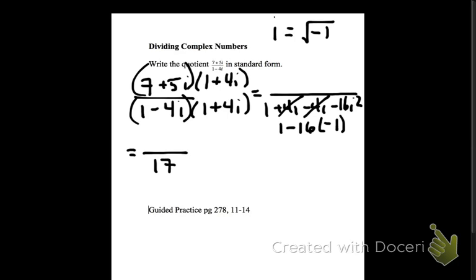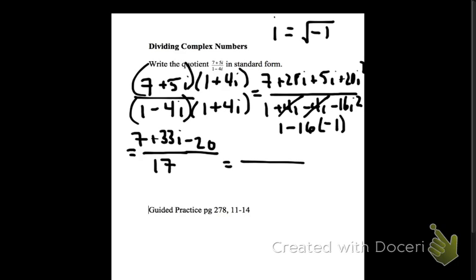Numerator, we follow the same steps. We simply FOIL, which is going to give us 7 plus 28i plus 5i plus 20i squared. When I combine like terms, that will give me 7 plus 33i, and again I have to sub in -1 for that i squared, which will give me minus 20. Continuing to simplify that numerator, I will have -13 plus 33i over 17.